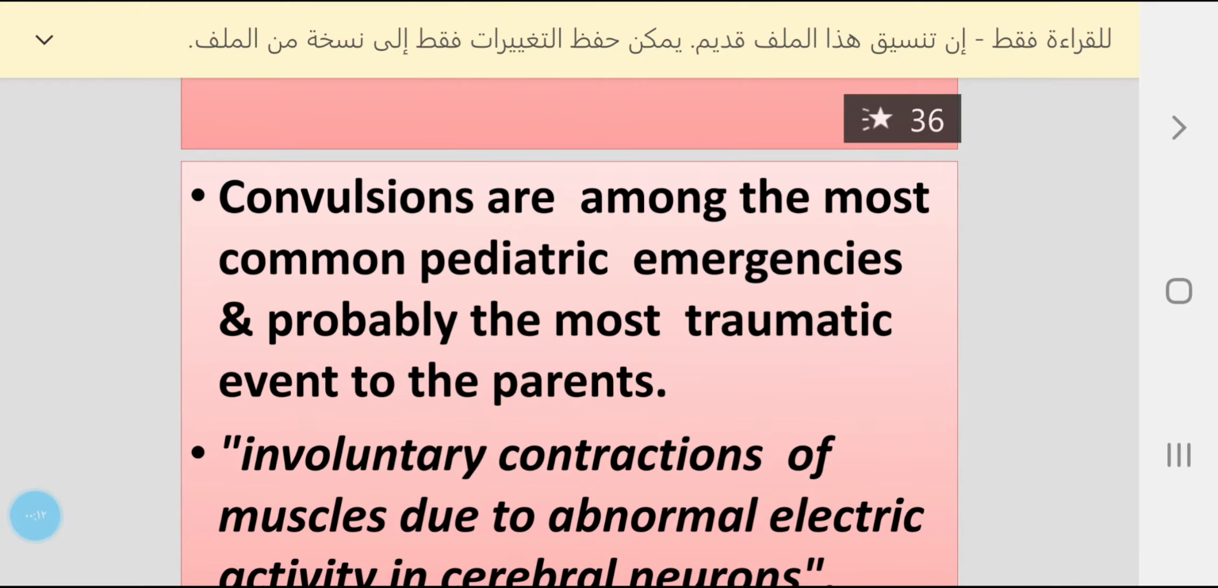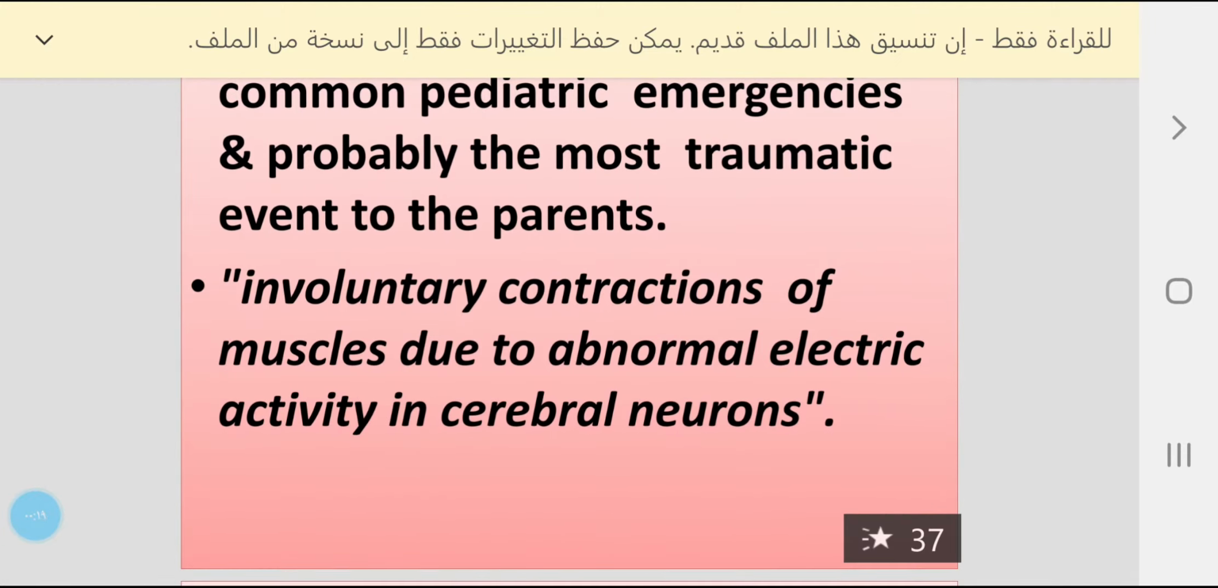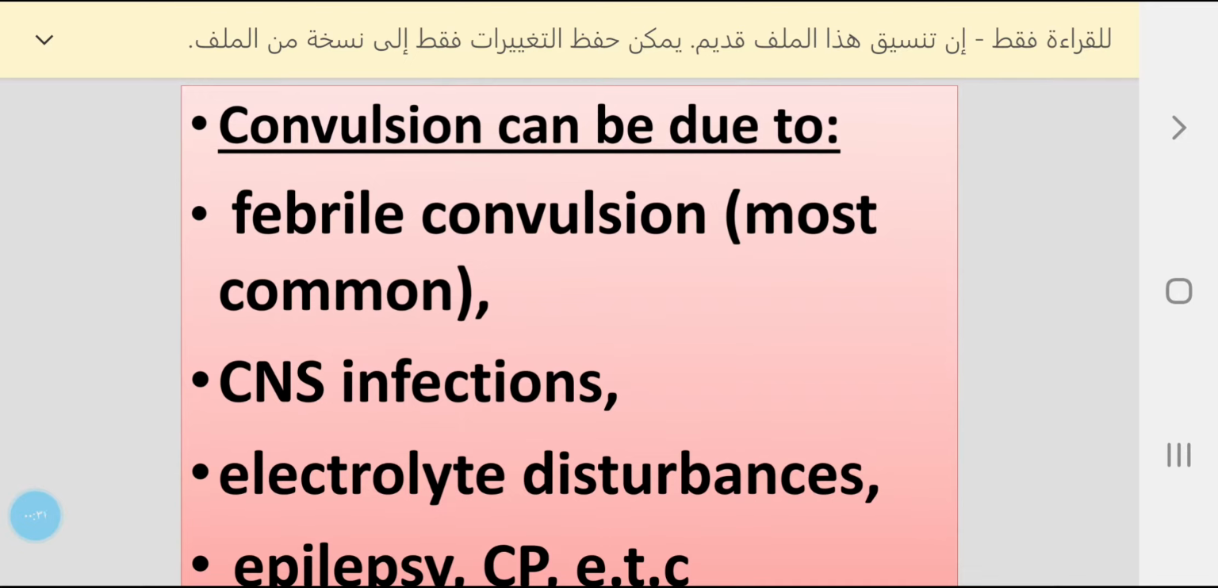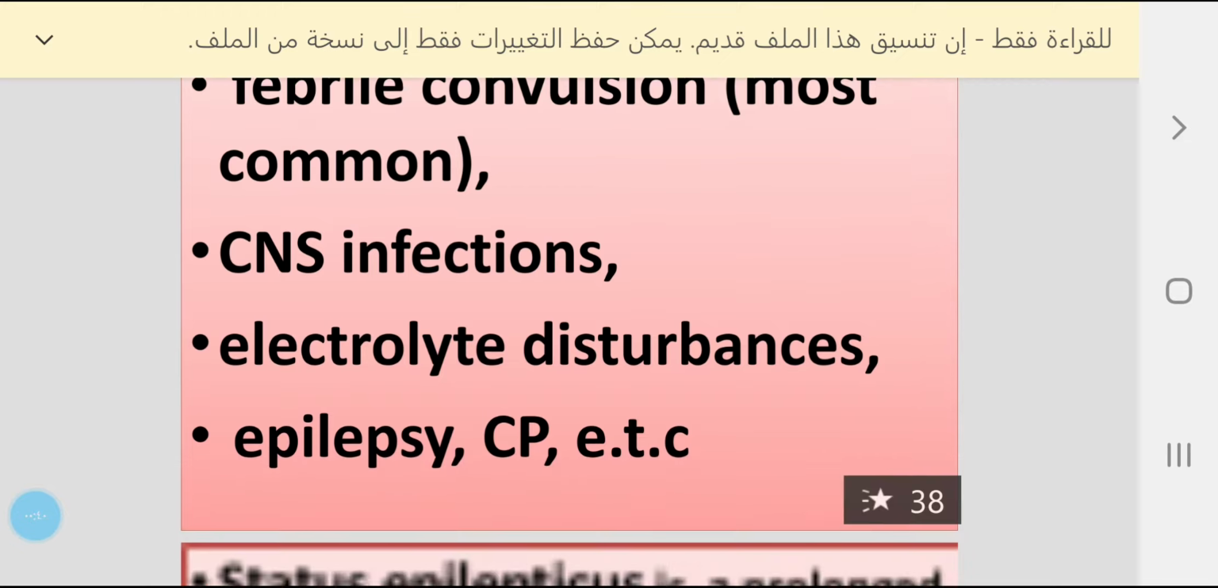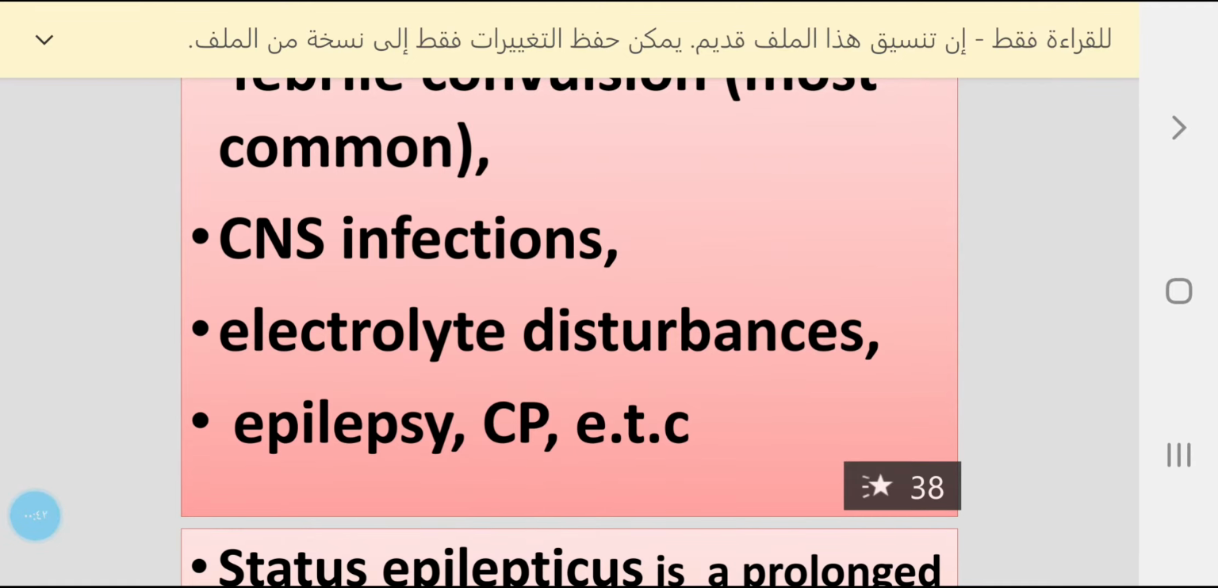Convulsions are among the most common pediatric emergencies and probably the most traumatic event to the parents. It is defined as involuntary contractions of muscles due to abnormal electric activity in cerebral neurons. Convulsions can be due to febrile convulsion, which is the most common cause of convulsion in pediatrics, CNS infections, electrolyte disturbances, epilepsy, CP, etc.